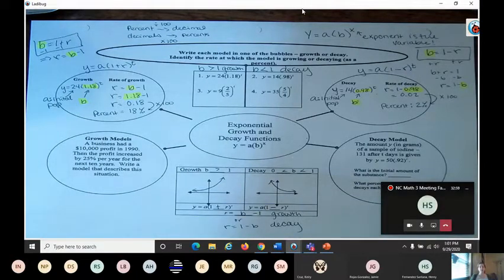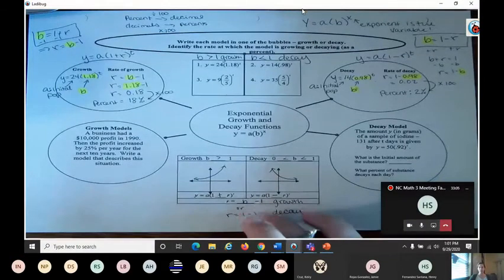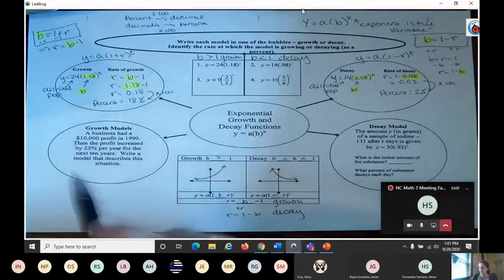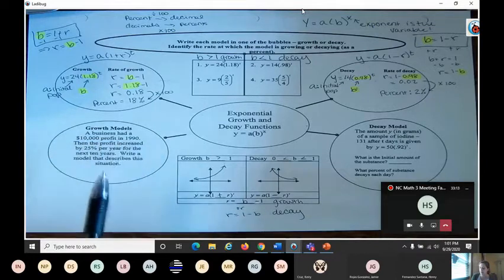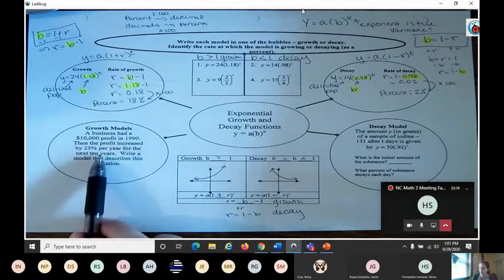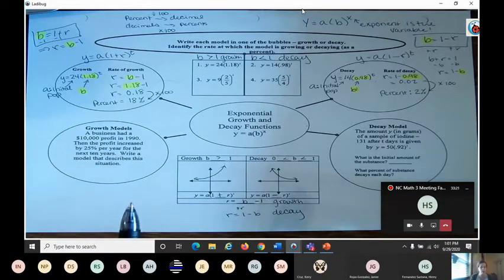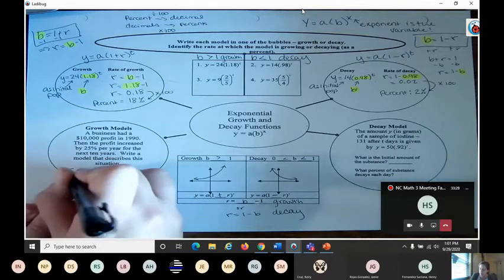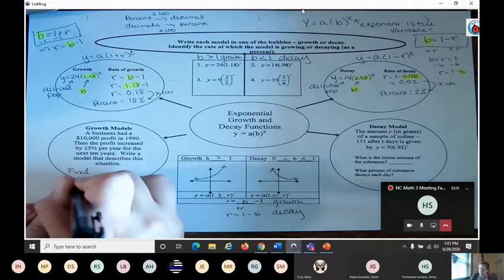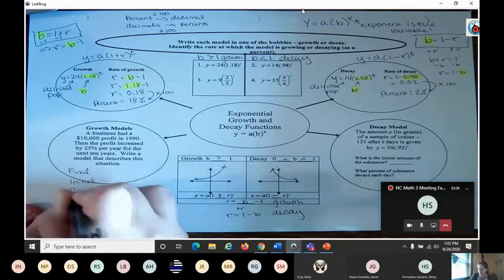Now, we can use growth and decay to model different types of scenarios, okay? So in this one, we have a growth model. It says a business had a $10,000 profit in 1990. Then the profit increased by 25% per year for the next 10 years. Write a model that describes this situation, okay? When we do this, I want you guys to identify several things. The final amount, the initial amount, the rate, and the time.